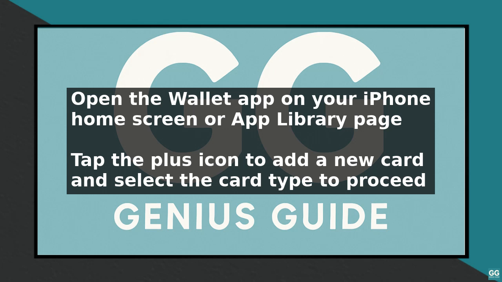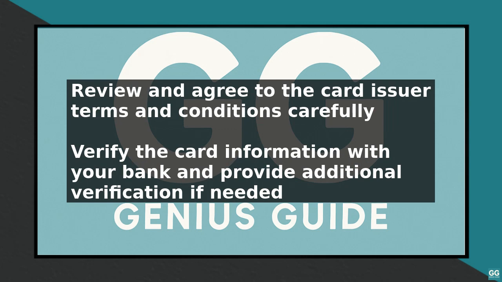card. You will be asked to choose the type of card you want to add, such as a credit or debit card. Select the type of card and take a photo of the card or enter the card details manually. You will then be asked to agree to the terms and conditions of the card issuer. Review the terms carefully and tap Agree to proceed.